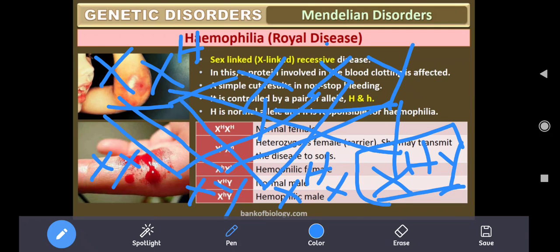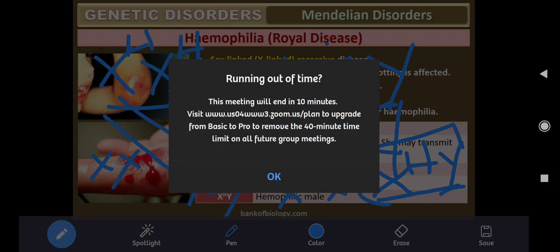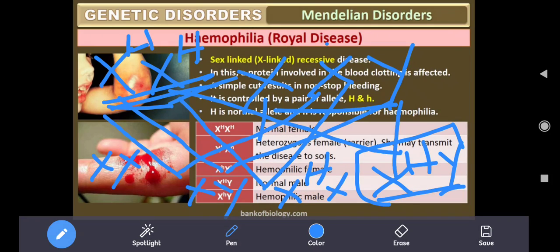So if a male receives any one X recessive trait or XH, he will be affected. Whereas a female has to receive H on both chromosomes; when both chromosomes are recessive, then she will be affected. But for a male, if this X alone is recessive, then definitely he will be called an affected person. Okay, so now let us briefly discuss this disease.